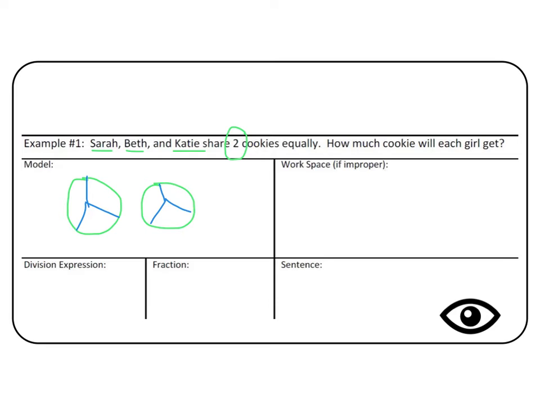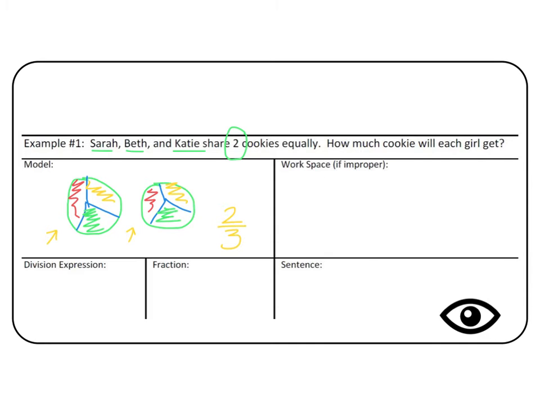Okay, so let's say Sarah is red. So Sarah gets this piece and this piece. And then Beth is green, so Beth gets this piece and this piece. And Katie is yellow, she gets this piece and this piece. So that means if I'm Sarah, then I'm going to get 1/3 from this cookie and 1/3 from this cookie, which means altogether I got 2/3. Let's see if we can solve this with math.